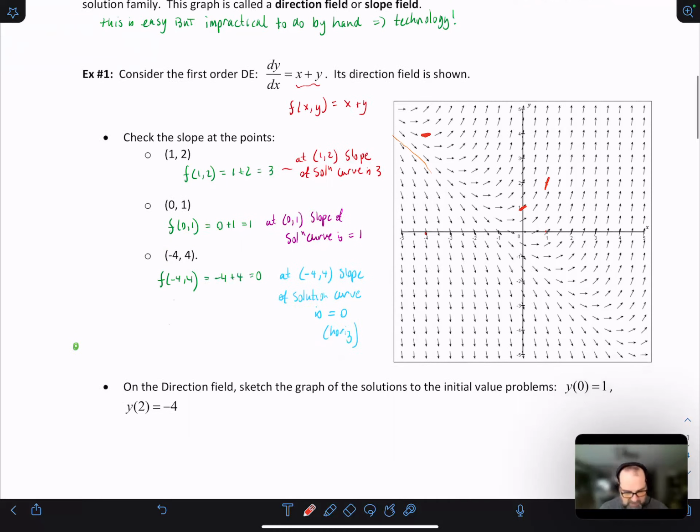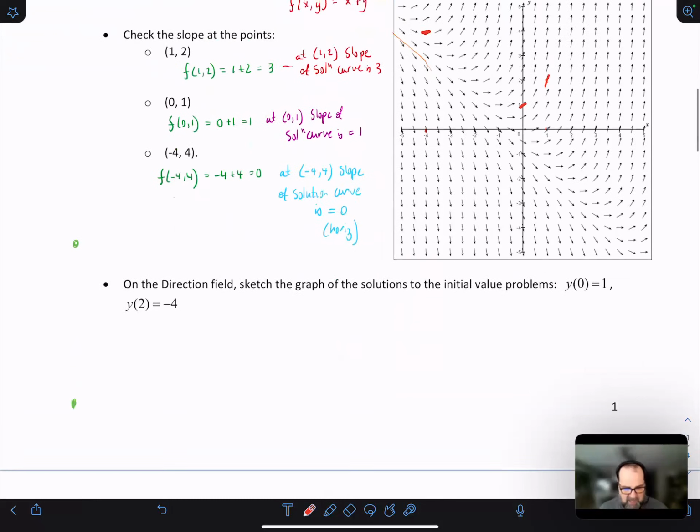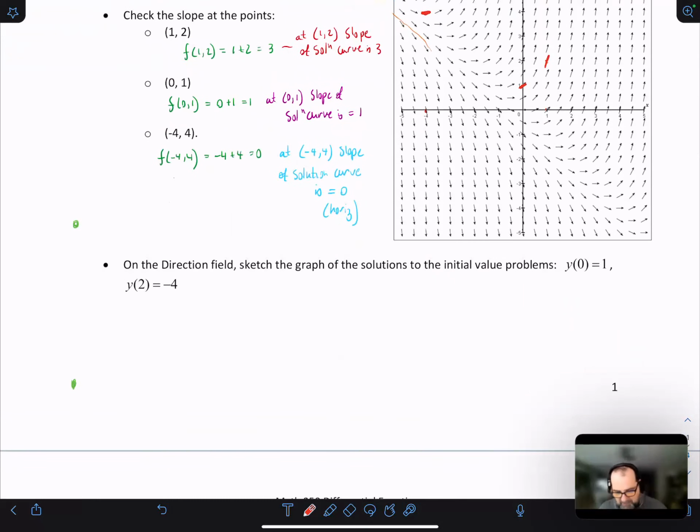All right, so once we have a direction field plotted, you can kind of picture the whole family here, but we can also solve particular initial value problems. So for example, the question here says, on our direction field, sketch the graph of the solution to the initial value problem y(0) = 1.